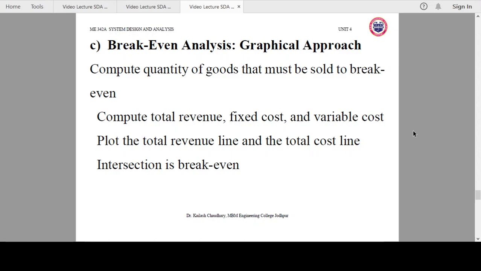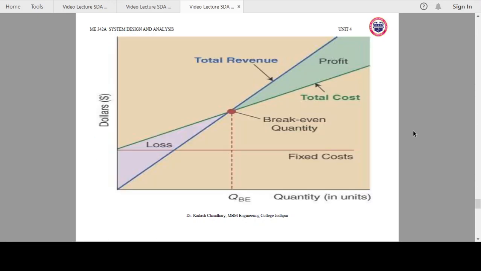Last comes the break-even analysis. It is basically a graphical approach. It computes the quantity of goods that must be sold to break even. How does it work? It computes total revenue, fixed cost, and variable cost. It plots the total revenue line and total cost line, and the intersection of those two lines is the break even. You'll see by a diagram here.